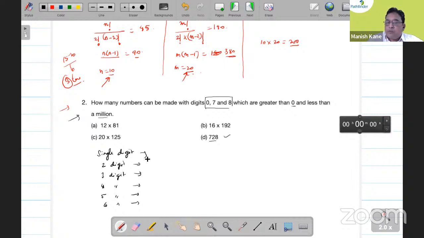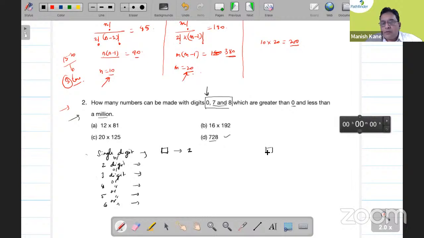So we want to find out how many numbers can be made which have 1 digit or 2 digits or 3 digits or 4 or 5 or 6 digits. That's what we want to find out. And these are all OR cases. And we all know that in mathematics, OR is replaced by a plus sign. So how many single digit numbers can be made? If it's a single digit number, I can't have a 0. So only 2 single digit numbers can be made.